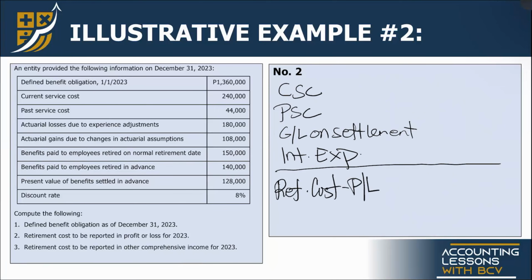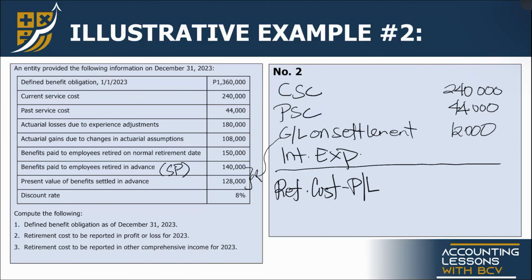Okay? Sige. Current service cost, copyin lang natin sa given, 240,000. Past service cost, 44,000. Gain or loss on settlement. Okay. So yung gain or loss on settlement ay related dito yan sa dalawang to. Benefits paid to employees retired in advance and present value of benefits settled in advance. Okay. So yung 140K, that's your settlement price. Okay? Settlement price yan. Then, compare that with your present value of benefits settled in advance. How much is the difference? 12,000. Tama? Lagay na natin yan dito.